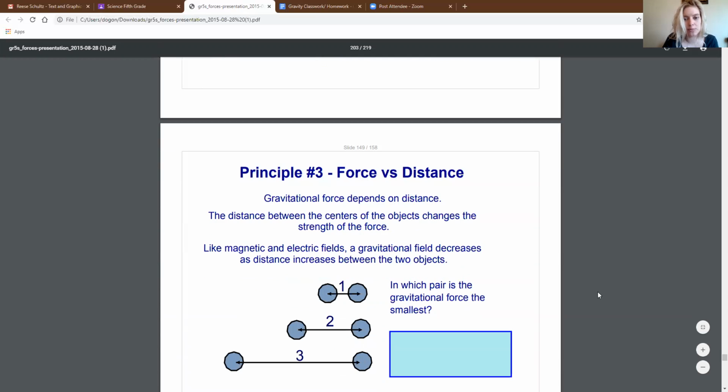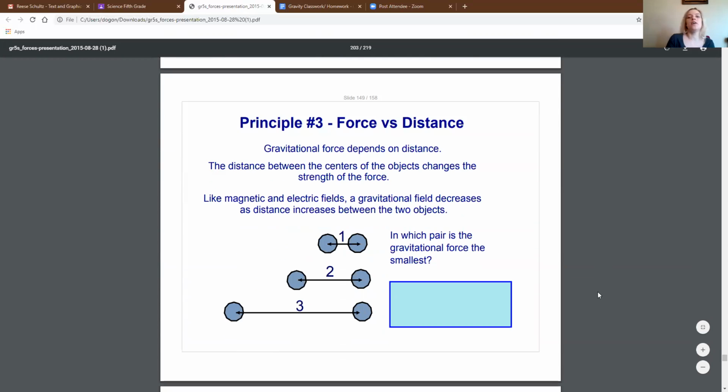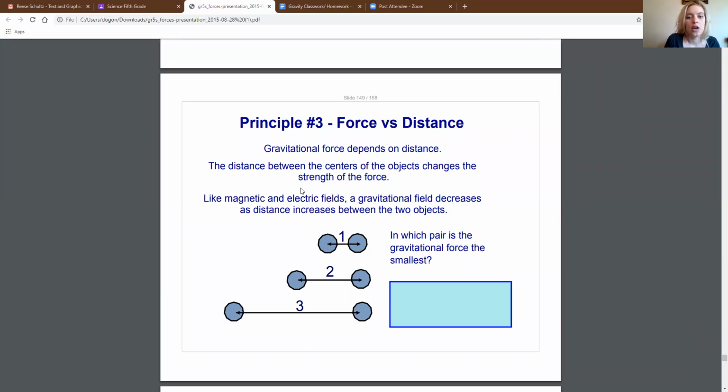And that third principle that Newton talks about is force versus distance, okay? So gravitational force depends on distance. So go ahead and write that down first. The distance between the centers of objects changes the strength of the force, okay? Like magnetic and electric field, a gravitational field decreases as distance increases between the objects.